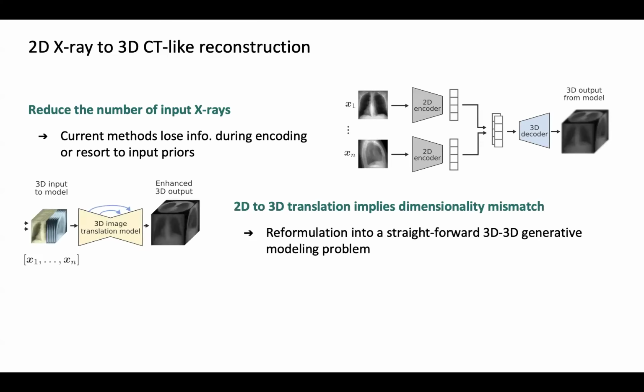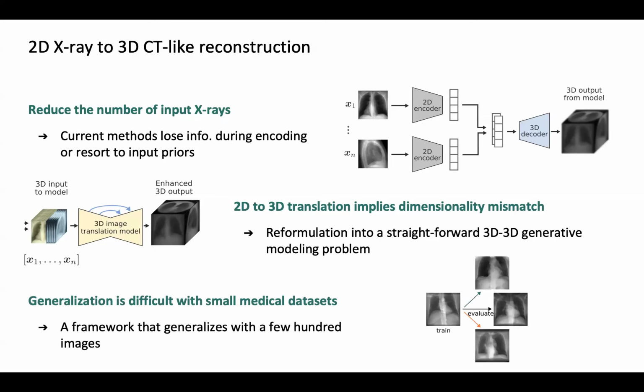So instead, we propose to reformulate the problem into a 3D to 3D generative modeling problem. More broadly, we want to investigate whether there is a way to combine the 2D inputs in a way that results in no encoding and therefore does not lose any valuable information. Second, we recognize that training with very limited medical data is a problem for generalization. However, our model is able to perform well on out-of-distribution data sets.